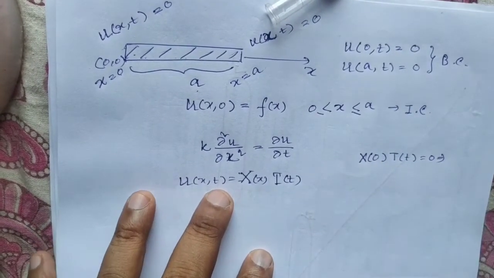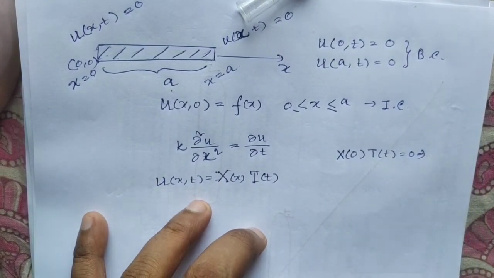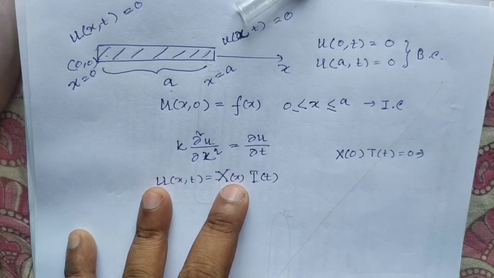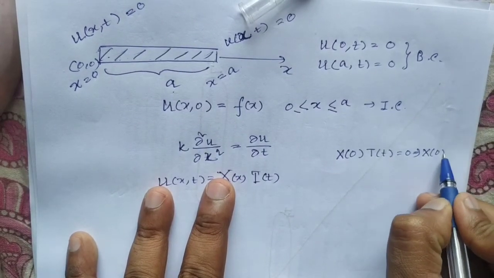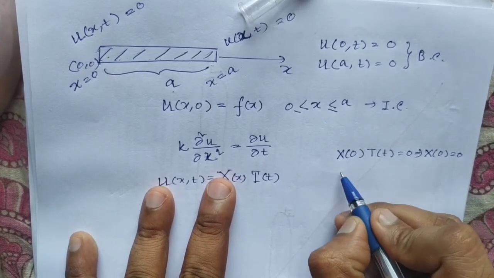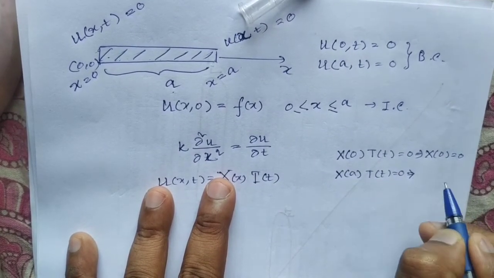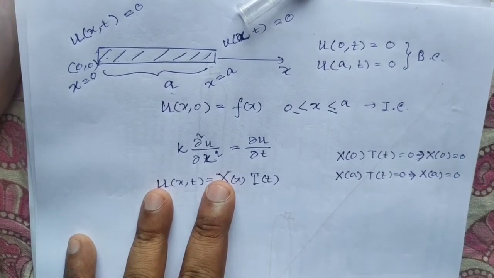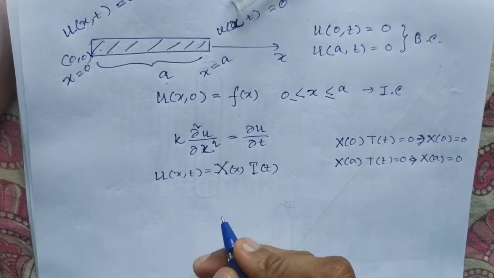For every t, T(t) cannot be equal to 0, because that would lead to u(x,t) equal to 0 identically, and that leads to a trivial solution, and we don't want that. So obviously X(0) is equal to 0. Similarly, X(a)T(t) is equal to 0, which gives X at small a equal to 0. So these two conditions have been obtained.